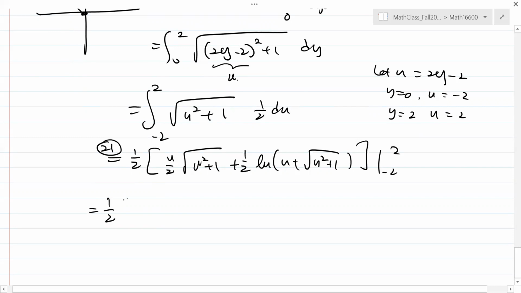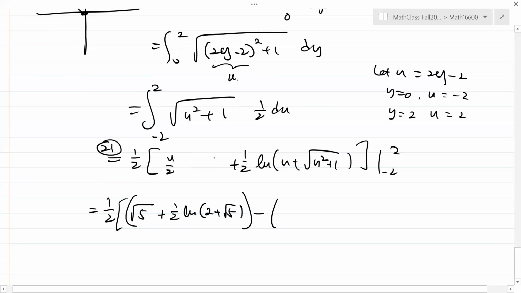That's a really good test of a skill. So the first part, if you plug in 2 and negative 2, I think it's going to be, if you put 2 here, the square root of 5 plus the natural log of 2 plus the square root of 5. That's the first part. Minus the second part, which is going to be negative.